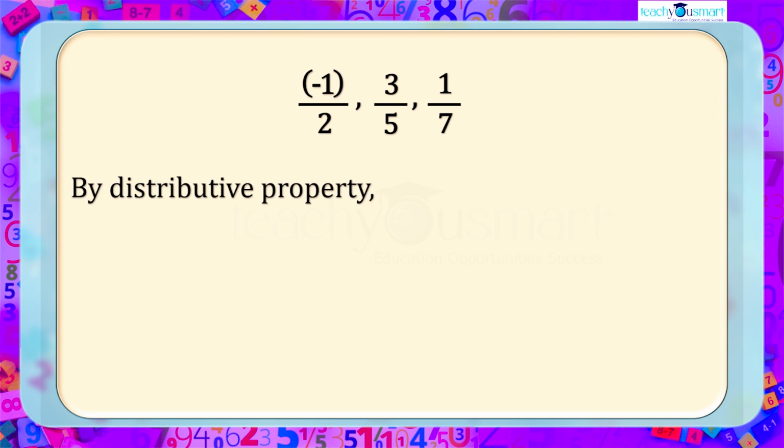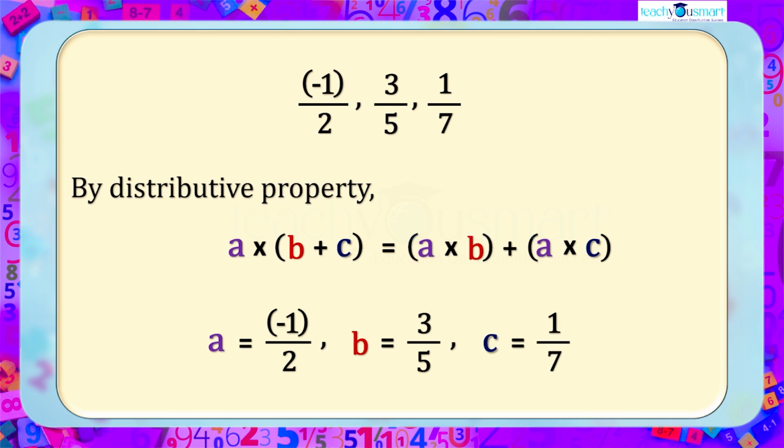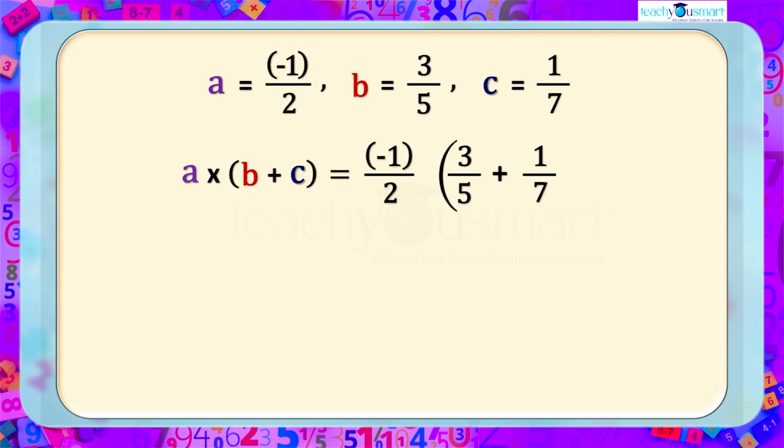We know, by the distributive property, for any three whole numbers A, B, and C, A multiplied by (B plus C) equals A multiplied by B plus A multiplied by C. We can take the rational numbers as A equals minus 1 by 2, B equals 3 by 5, and C equals 1 by 7. First, we have to find the value of A multiplied by (B plus C). A multiplied by (B plus C) equals minus 1 by 2 multiplied by (3 by 5 plus 1 by 7).